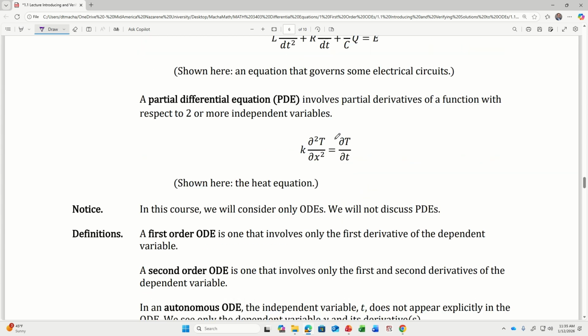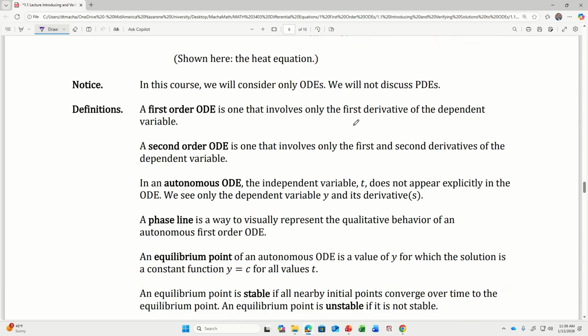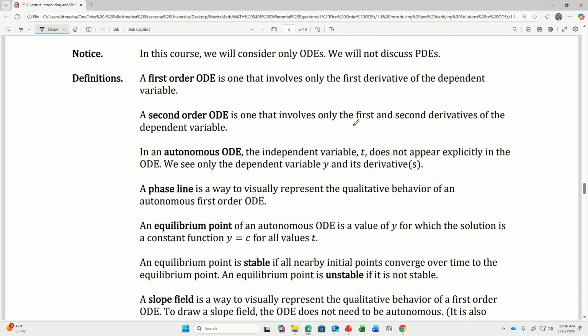A partial differential equation, or PDE, involves partial derivatives, so you end up with more than one independent variable. In this case, with the heat equation, your two independent variables are x, which represents some spatial dimension, and t, which represents time. So you end up with partial derivatives. In this class, we're only going to consider ODEs. We are not even going to consider partial differential equations. It's usually a much more difficult course, and most universities will save that for grad school.